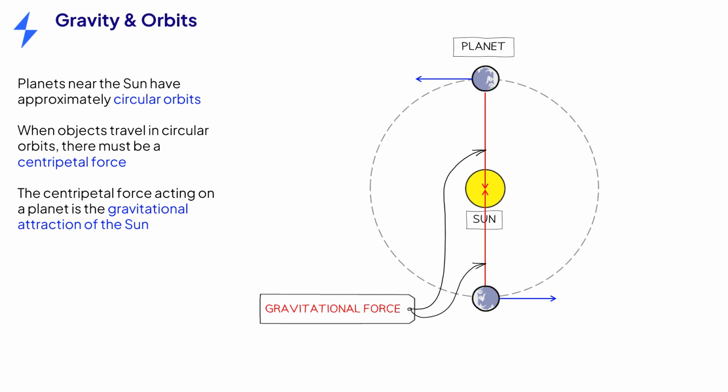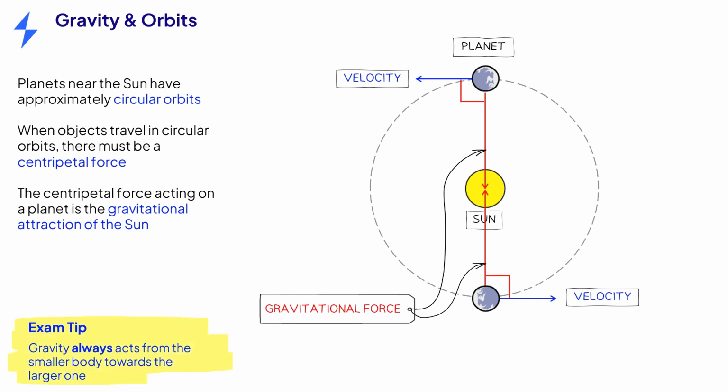This force always points towards the centre of the circular path and acts at right angles to the velocity. When showing the gravitational force acting on an object, always draw the arrow from the smaller body to the larger one. This is because gravitational forces are attractive and always act towards the centre of the larger body.